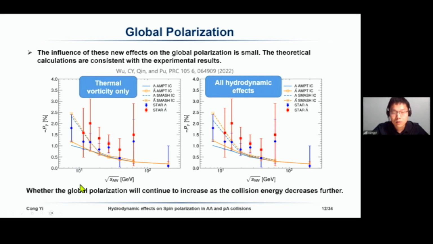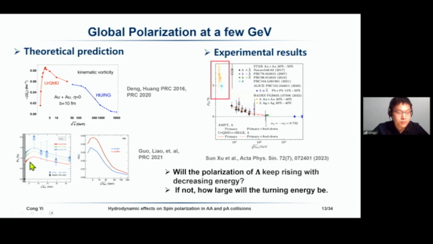Whether the global polarization will continue to increase as the collision energy decreases further, until the threshold energy for the lambda production? Some works predict that the global spin polarization or the kinetic vorticity will reach a peak at a few GeV, but the current experimental data shows that the central value of the global polarization will keep increasing from 5 TeV to 4 GeV, while the polarization of lambda hyperons keeps rising with the decreasing collision energy. If not, how large will the turning energy be?